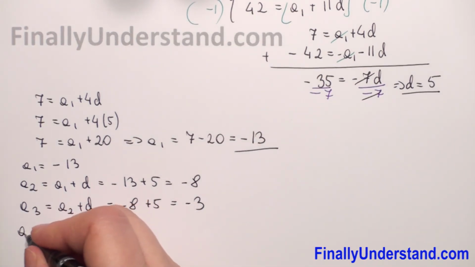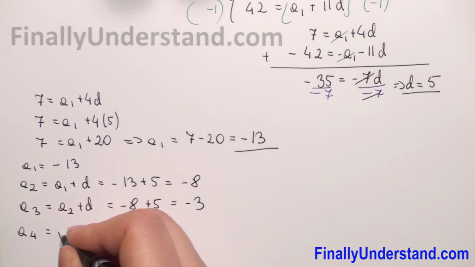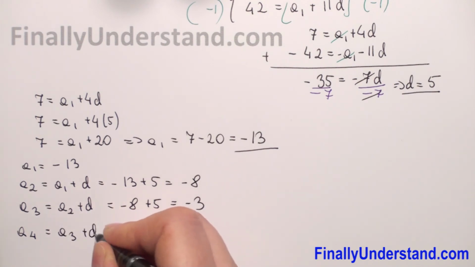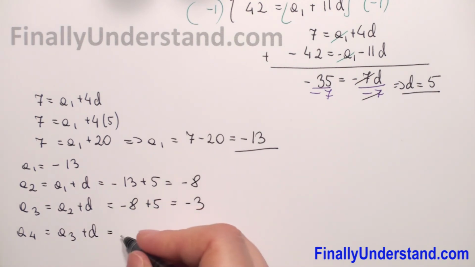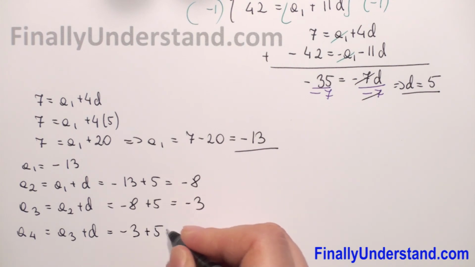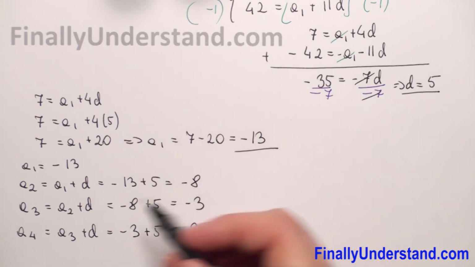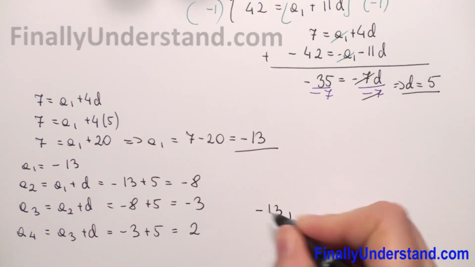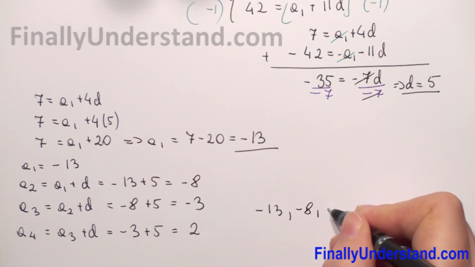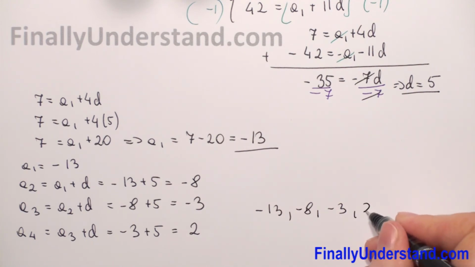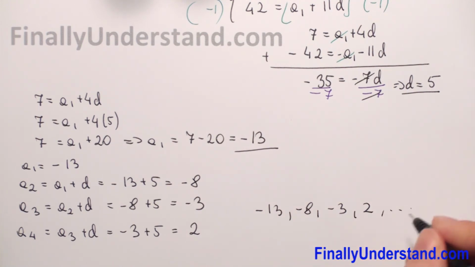And the fourth term is A3 plus d. A3 is negative 3 plus 5, so this is equal to 2. We found the first four terms: negative 13, negative 8, negative 3, and 2. This is my solution. We need to find only these first four terms.